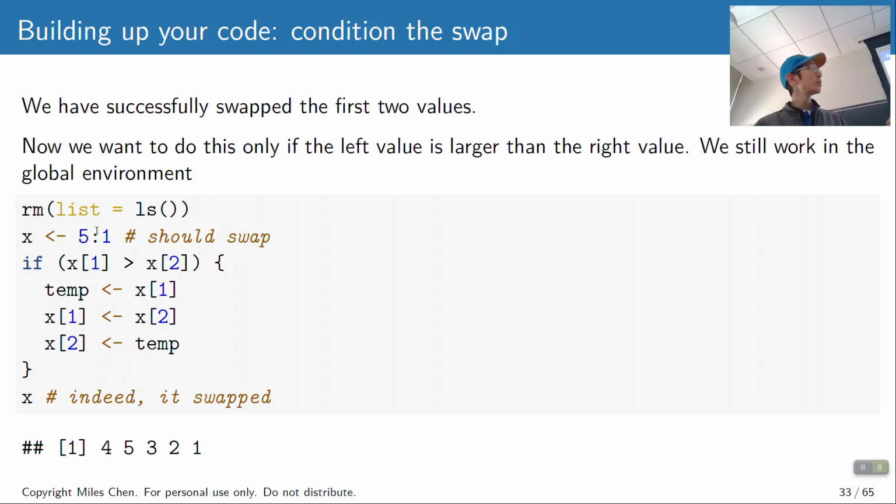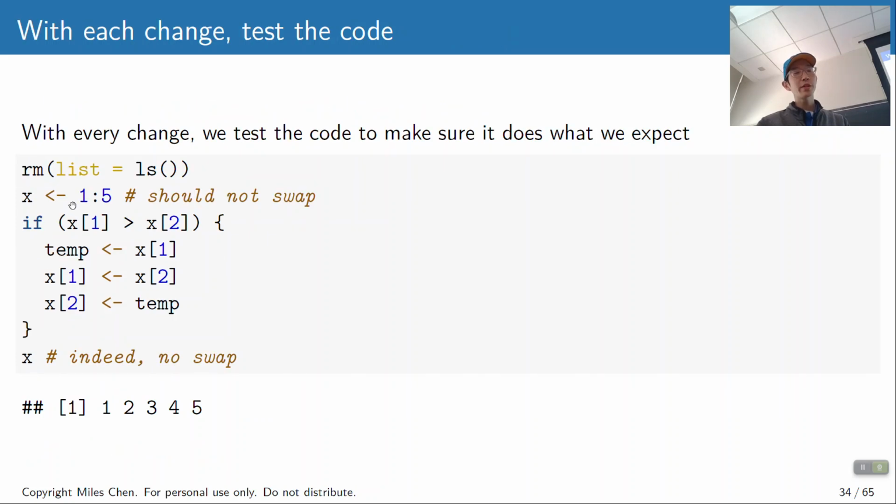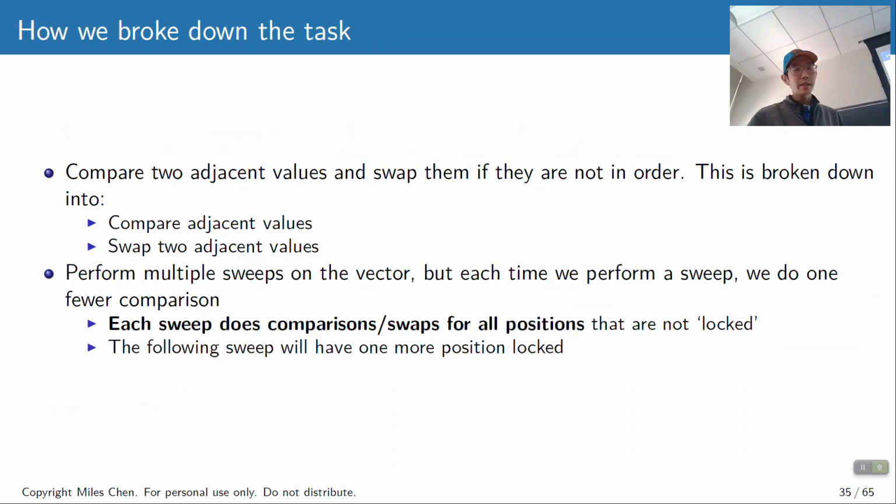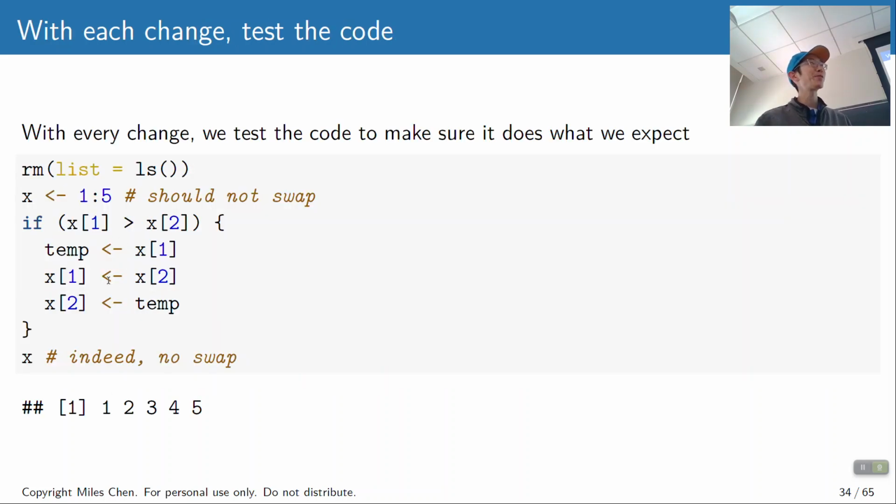So here, again, we're just building up incrementally. I have the vector x is 5, 4, 3, 2, 1. When I run it, what do I want? I do want the values swapped, and I get 4, 5, 3, 2, 1. And then if I try it with 1, 2, 3, 4, 5, and I run that code, no swap is performed. It's still 1, 2, 3, 4, 5, all right? And again, we're not being ambitious at all. We're just asking, can we swap the first two values? All right, so all we did is swap the first two values.